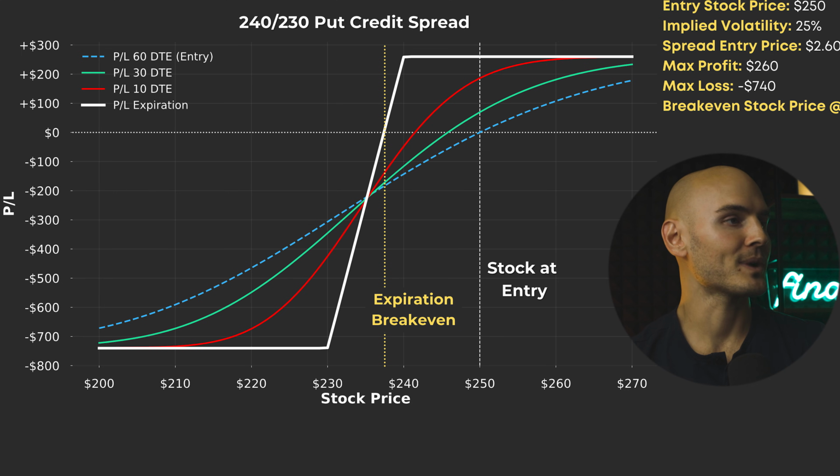These other green and red lines represent the expected P&L in the future. So specifically, this green line represents 30 days to expiration. And since we were simulating a position with 60 days to expiration at the time of entry, this green line represents the expected P&L of the strategy 30 days into the future after entering the trade.